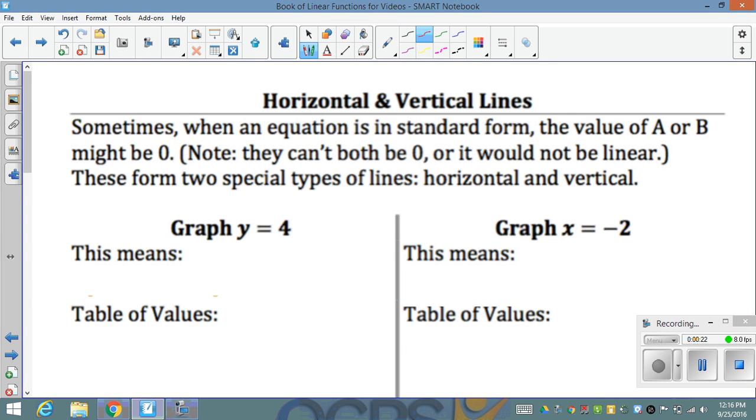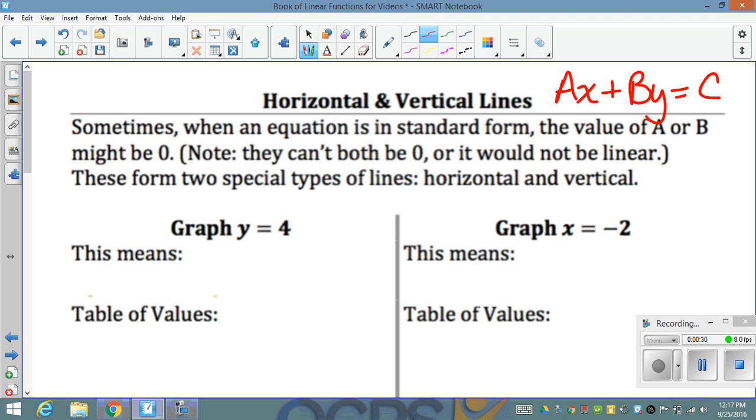Let's start by recalling what standard form is. Standard form is when we have ax plus by equals c. Again, this is linear because your x and y are both to the first power, and it's standard form because of how it's written. Sometimes our a or our b might be 0. If either of these things happen, we are going to get either a horizontal line or a vertical line. Let's take a look at these.